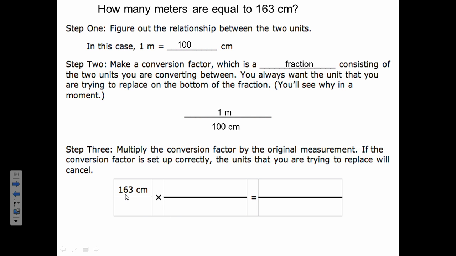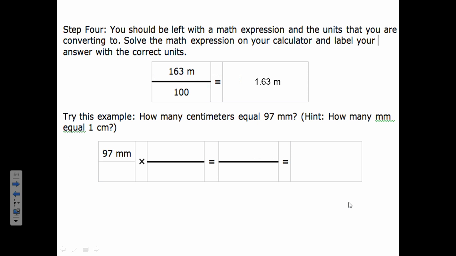If we want to change 163 centimeters, what we can do is put the quantity that we want to cancel, centimeters, in the denominator, and notice then we have meters in the numerator. And then, by this, we have 163 meters over 100, and by doing the division, we get 1.63 meters. It's a really easy thing to do because all we're doing is setting up the cancellation of the unit.